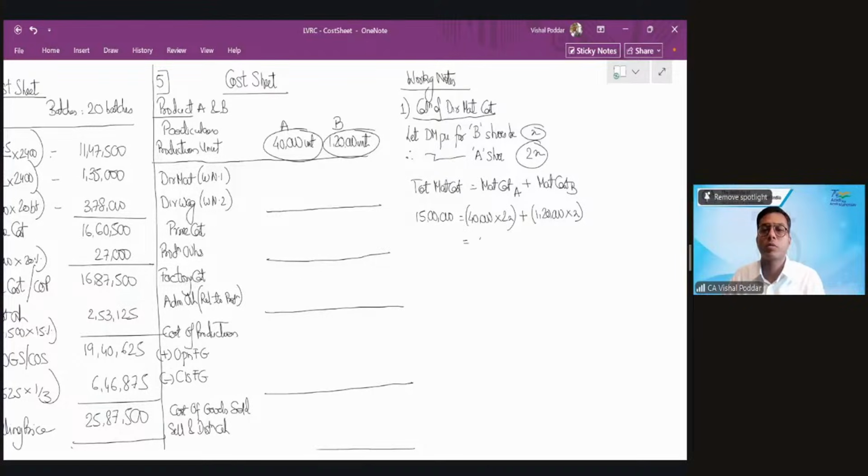So it is plus 120x. So 2 lakh x. Therefore, x is how much? 7.5, which is direct material cost per unit of B shoes, correct? And therefore, 2x will be how much? 15, which will be direct material per unit of A shoes, correct?